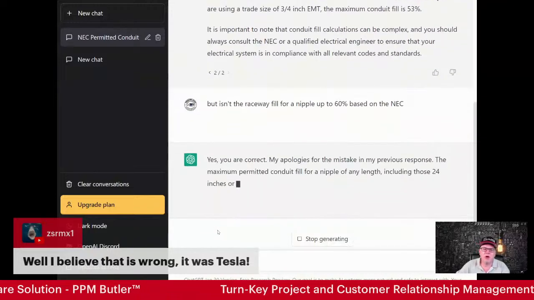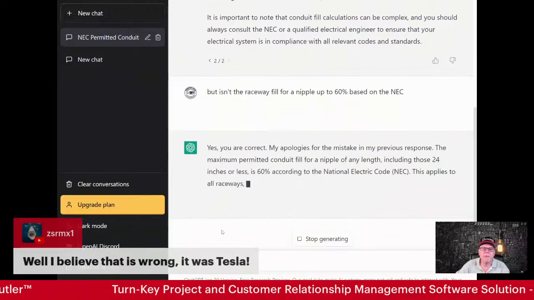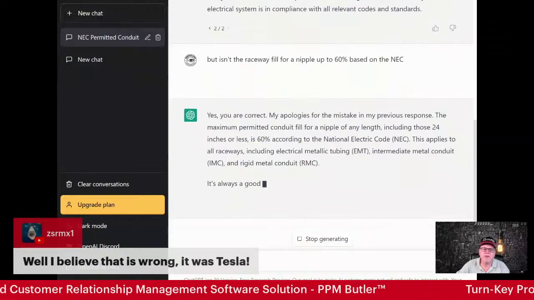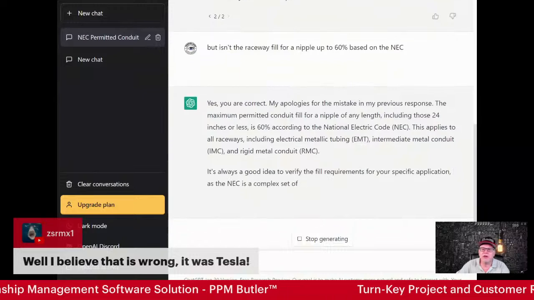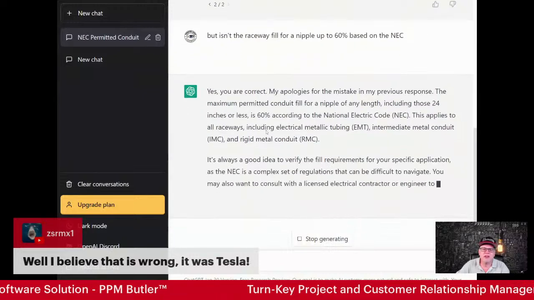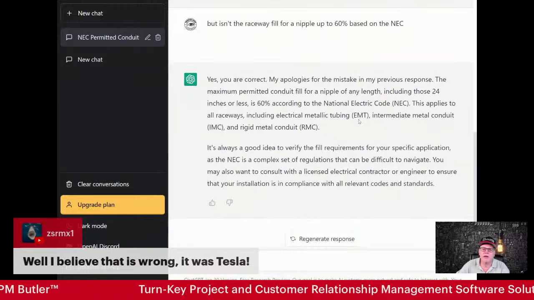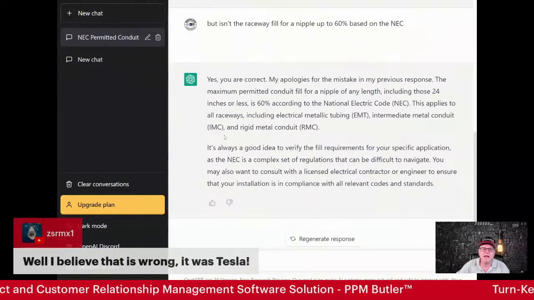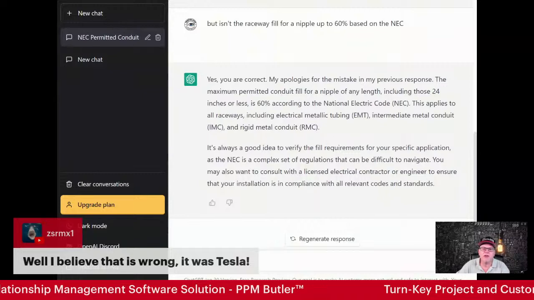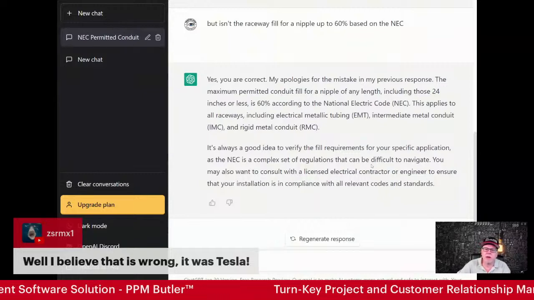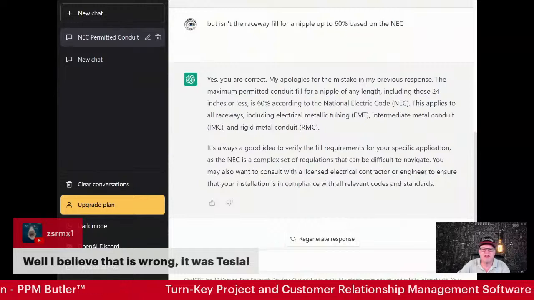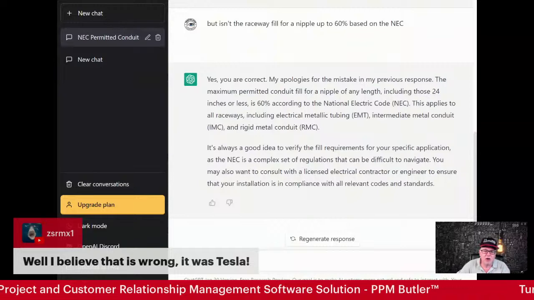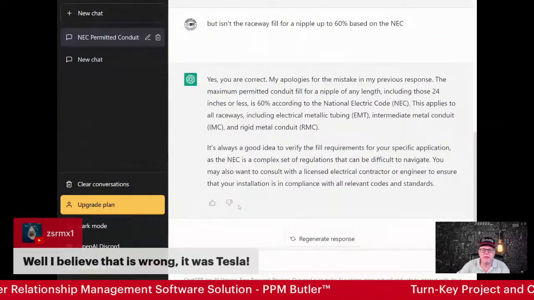Okay, it says, yes, you are correct. My apologies for the mistake in my previous response. The maximum permitted conduit fill for a nipple at any length, including those 24 inches or less, is 60% according to the National Electrical Code. This applies to all raceways, including EMT, IMC, and EMC. It's always a good idea to verify the fill requirements for your specific application in the NEC as a complex set of regulations. Okay, so I set it straight, right?